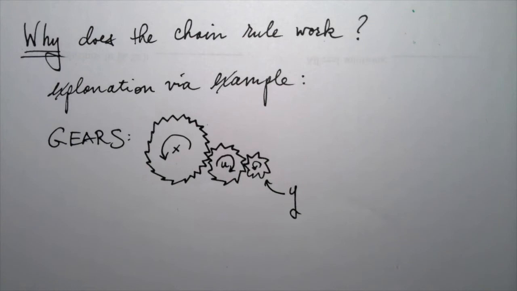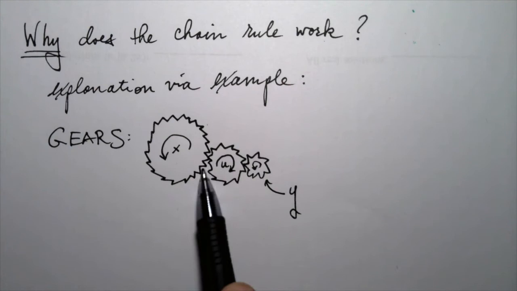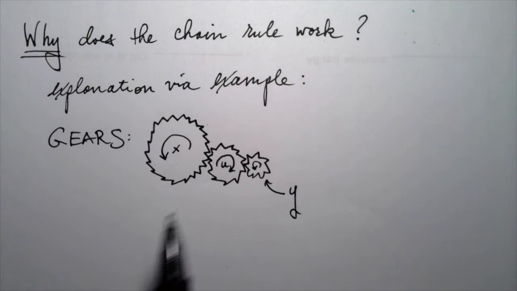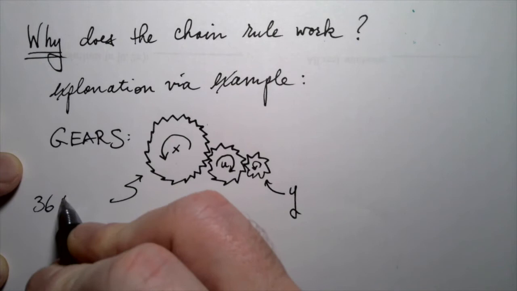Okay, so what's going on here? We have three different gears. The X gear is turning that way, and that drives the U gear turning the opposite direction, which is driving the Y gear turning back counterclockwise again. And as you can see, each of these gears has fewer teeth than the next one. I know they kind of look like saws, but imagine a system of gears all interlocking and driving each other. Okay, so let's say that this gear has 36 teeth, 36 little notches.